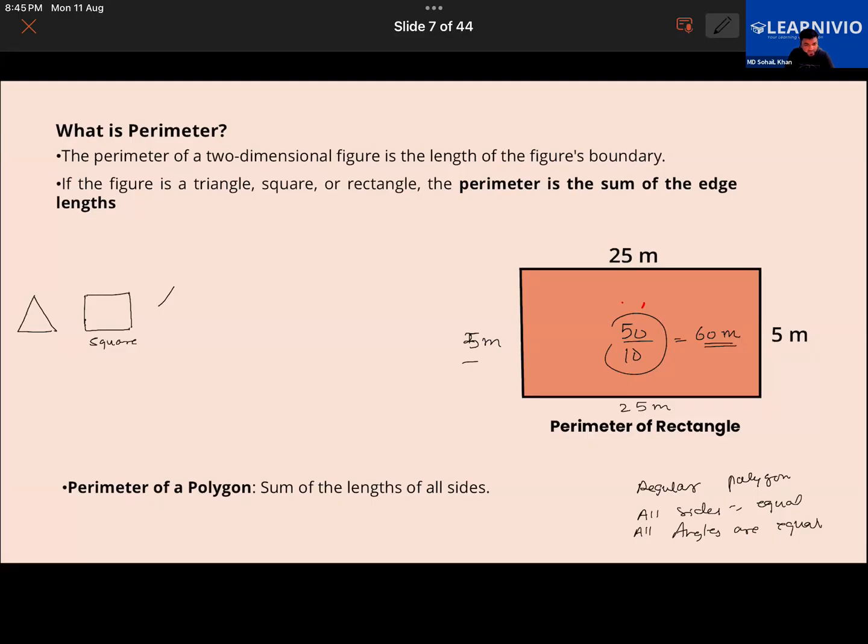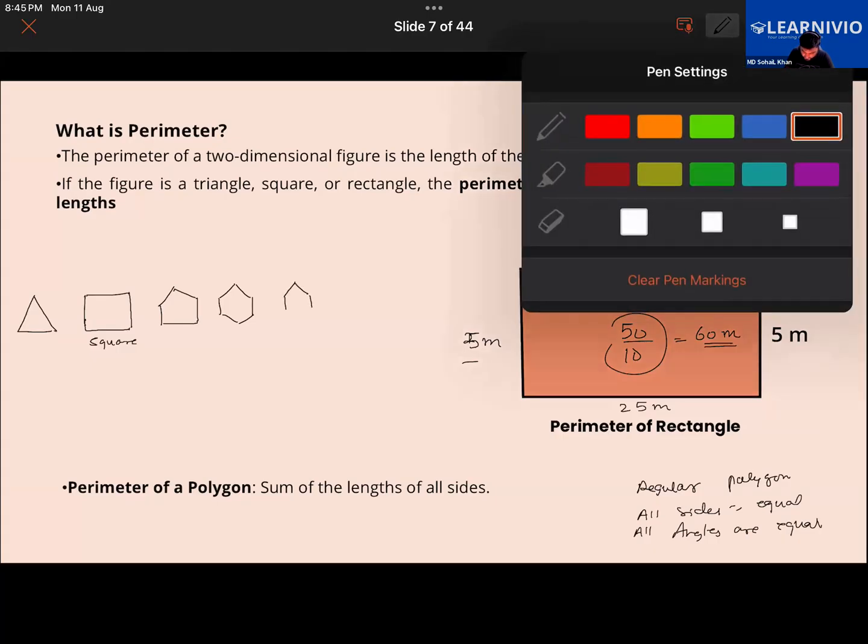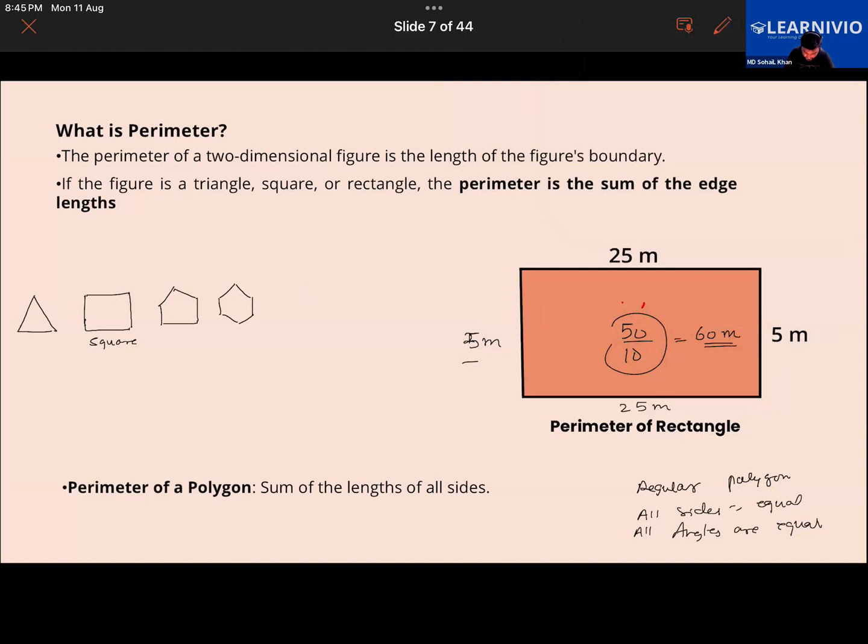So we have an equilateral triangle, we have a square. After that, we have pentagon, then hexagon, then heptagon. After heptagon, you have octagon, and nonagon. How many sides have we got? One, two, three, four, five, six, seven, like that. Then we'll be having octagon: one, two, three, four, five, six, seven, eight.